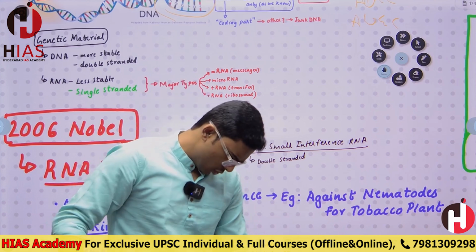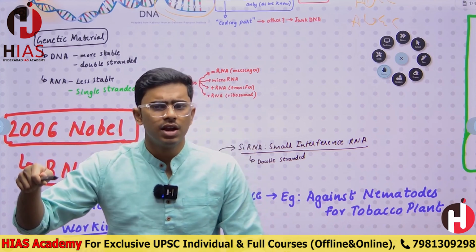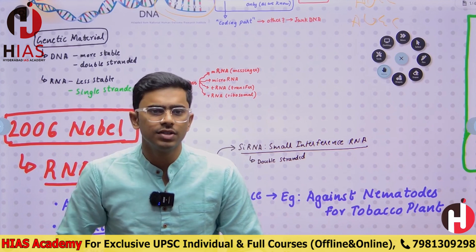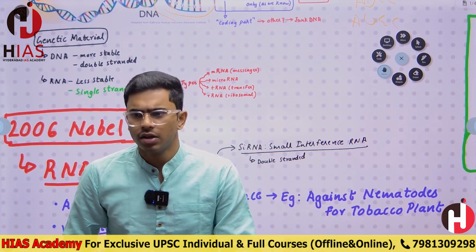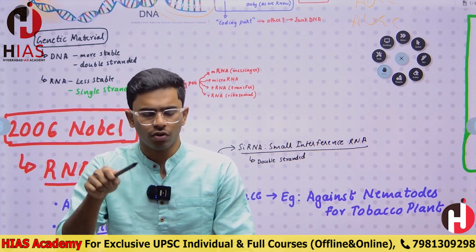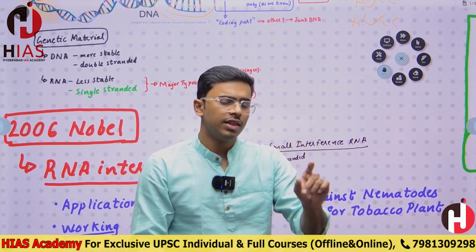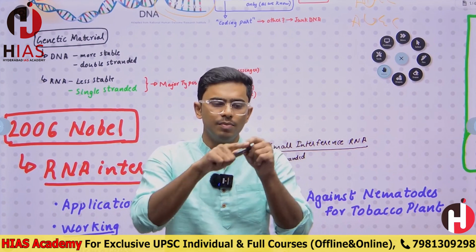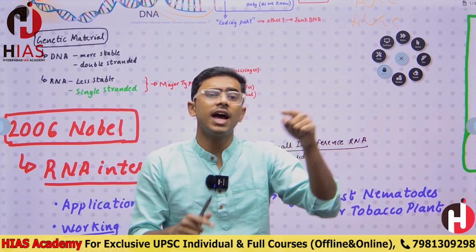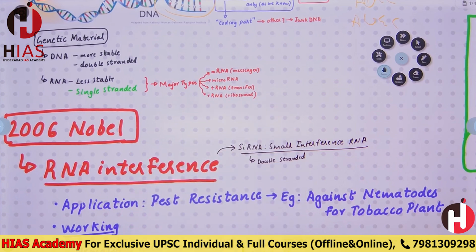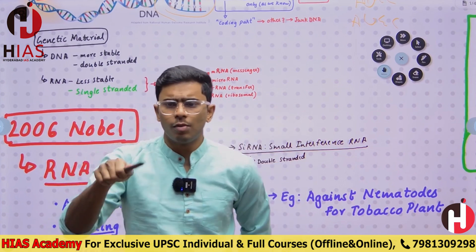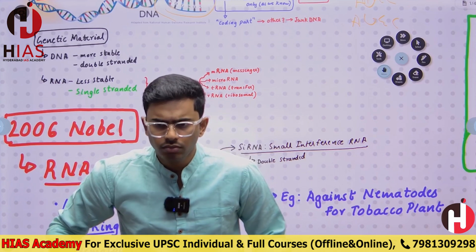It mutates now and then, and it's creating struggles for us. You know, there was an alpha, beta, gamma variant, right? So corona was an RNA virus. So when I say something is less stable, that means the mutation rate is higher in that particular genetic material. Okay? Now quickly tell me, what is the full form of DNA? Come on.